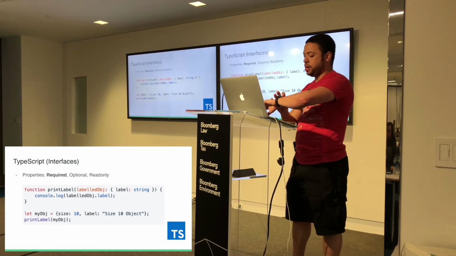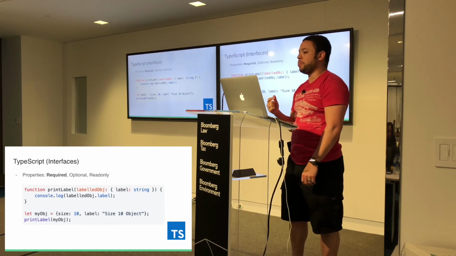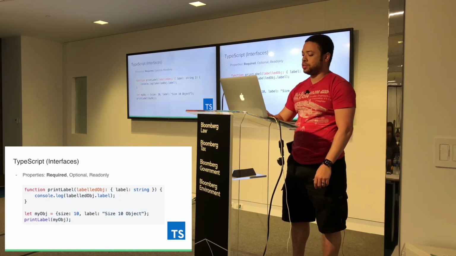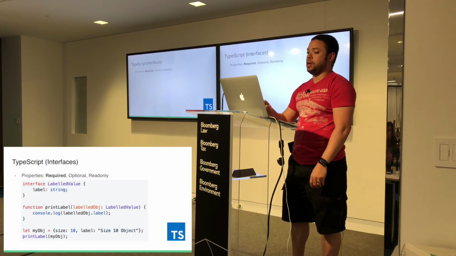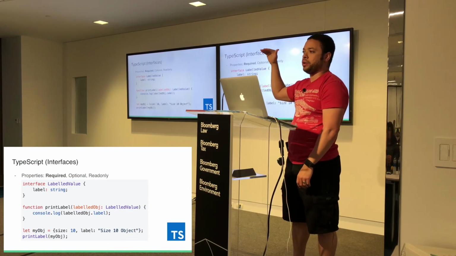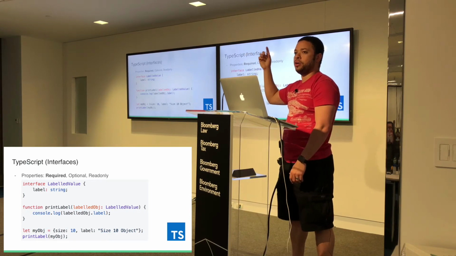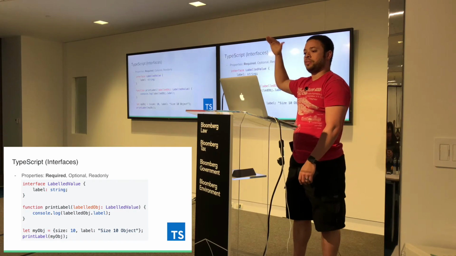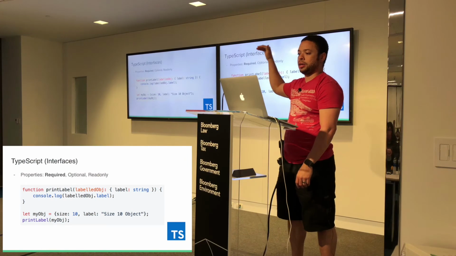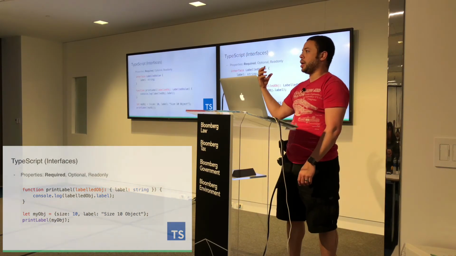But how do we use an interface to make this a bit more eloquent, a bit more reusable, and a bit more well-defined in a certain part of your application? We can use the interface keyword. At the top we have the interface labeled value, and the curly braces are how we indicate what an interface is. We say we have a label and it's a string. So it's the same thing that we just had back here, label string as the parameter, but now we're just taking that and storing it as an interface.